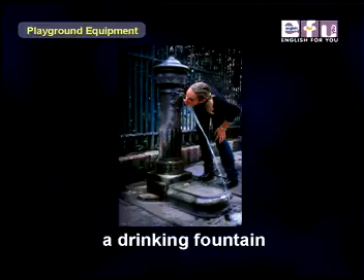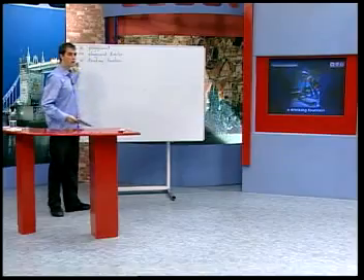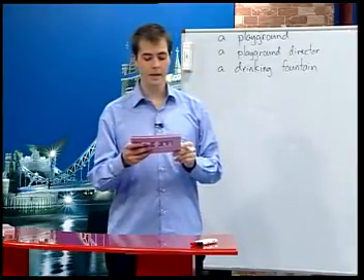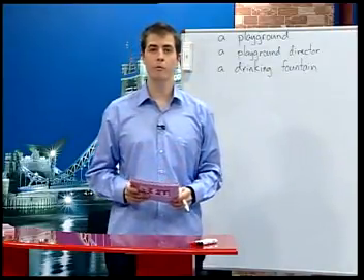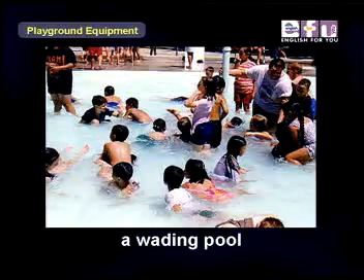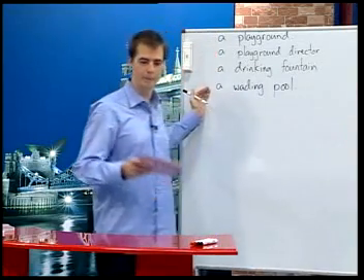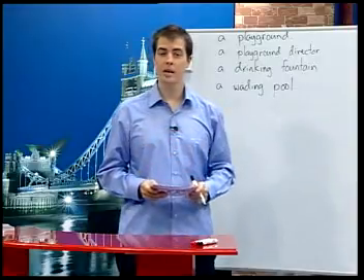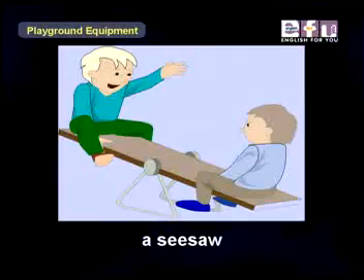A drinking fountain. A drinking fountain is a piece of equipment in a playground that produces a stream of water for children to drink. A wading pool. A wading pool is a small pool which is not deep for children to play in.